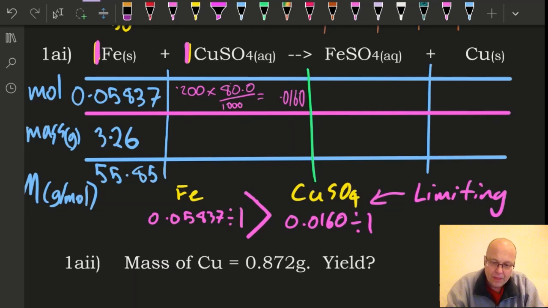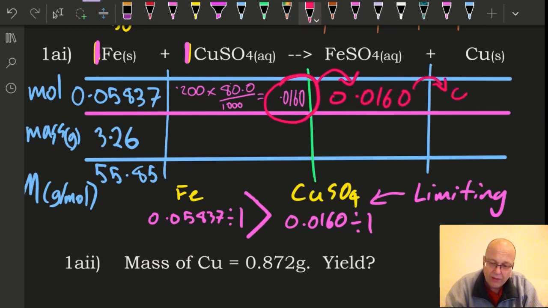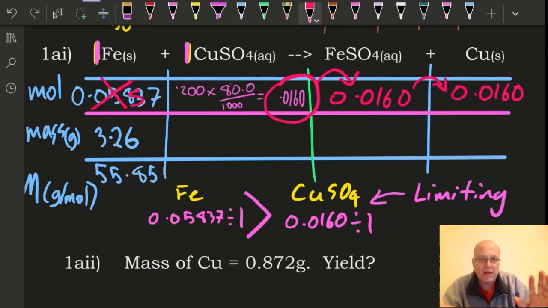Well, since the copper sulfate runs out first, that's how many moles I've got. So that's also going to be the same number of moles of iron 2 sulfate, which is also going to be the same number of moles of copper, 0.0160 moles. And I like to put a big X and an S through the things as excess. The big X to remind me, no, that one's wrong. In fact, that's going to be wrong as well. That's way too big a value.